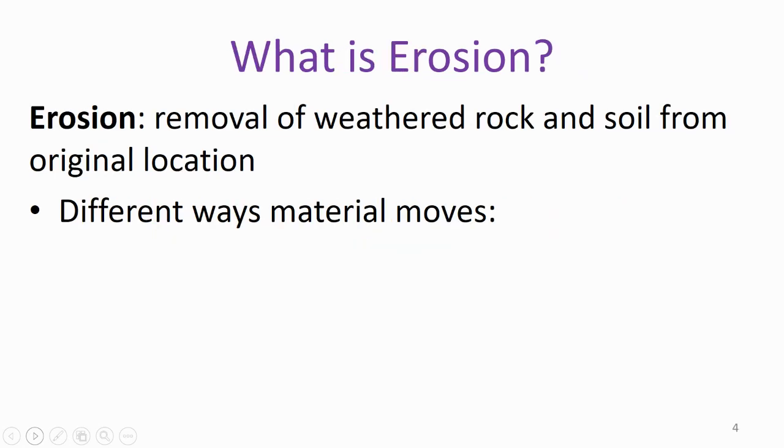So erosion is the removal of weathered rock and soil from its original location, and there are different ways material is moved, or different ways material is eroded. This can be by water, ocean currents, waves, wind, and glaciers.